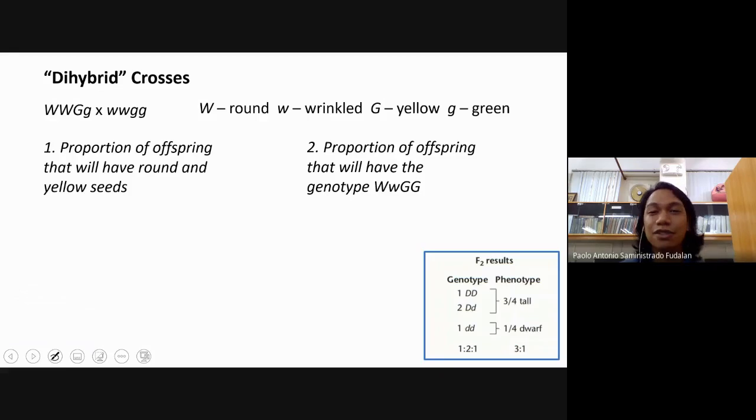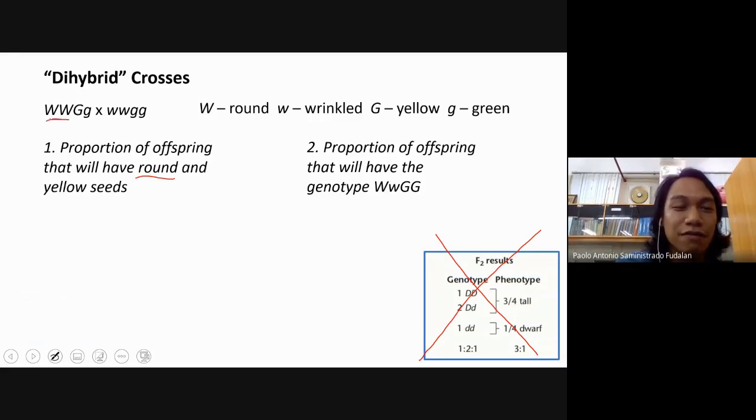So let's solve this one. Again, these are non-dihybrid crosses, even if they look like dihybrid because there are two characters. But they're not, so therefore we cannot use this. I hope you did not use this as reference. First, let's start with number one, proportion of the offspring that will have round and yellow seed. So let's start with the round character first.